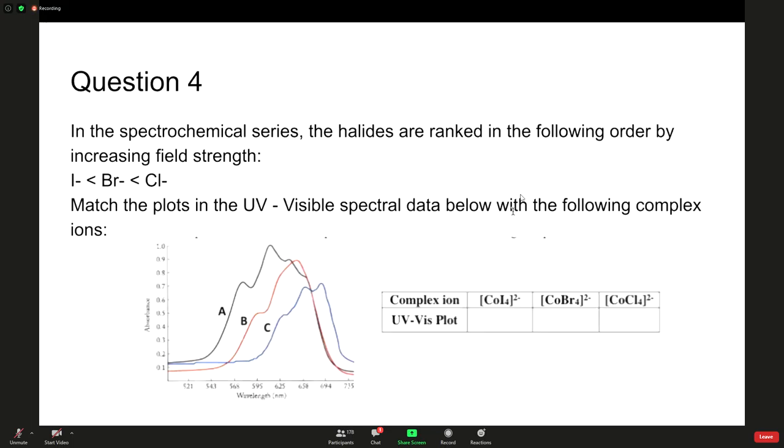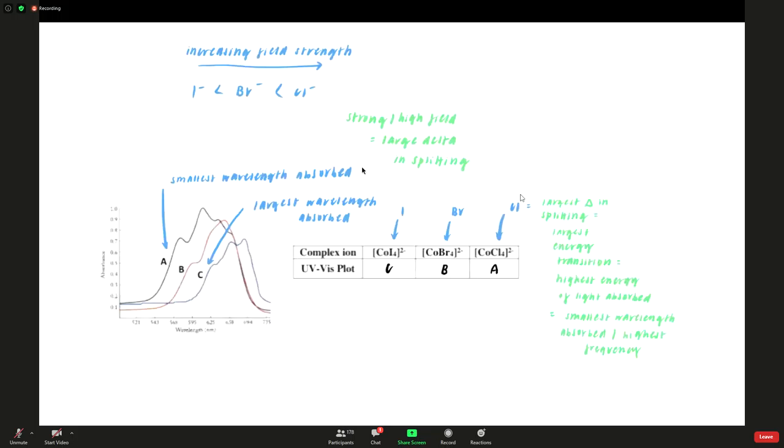Okay, so I'm seeing some thumbs up, so I'm going to go ahead and go over it. Next slide, please. Okay, so this is the answer. It would be C, B, and then A. So just walking through how you would get this.